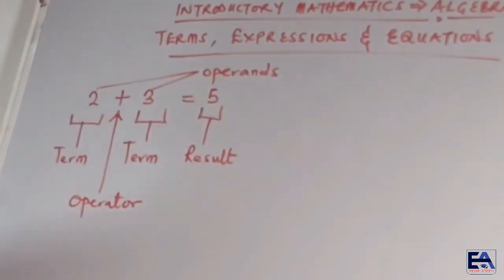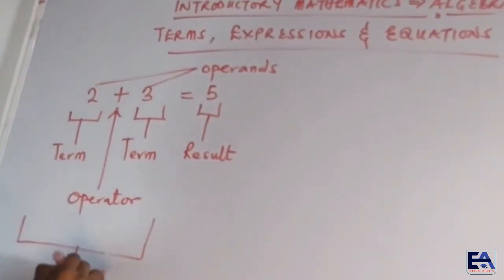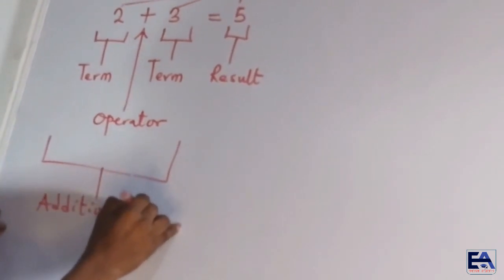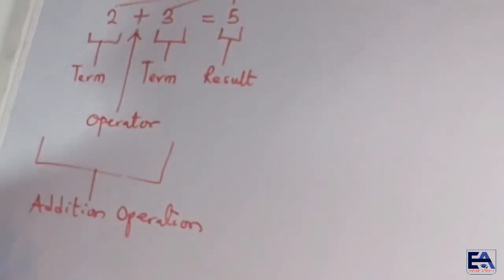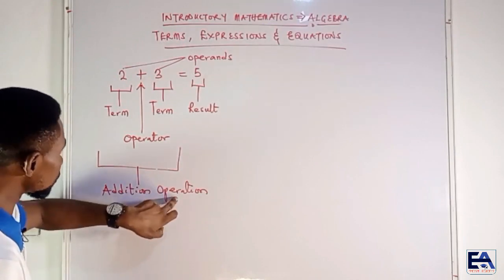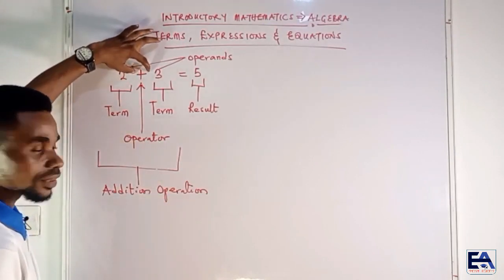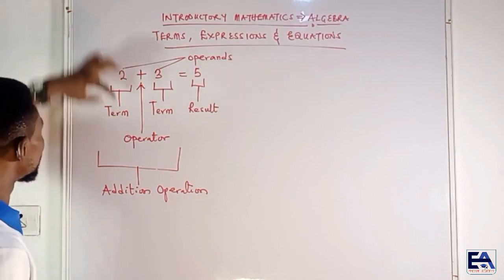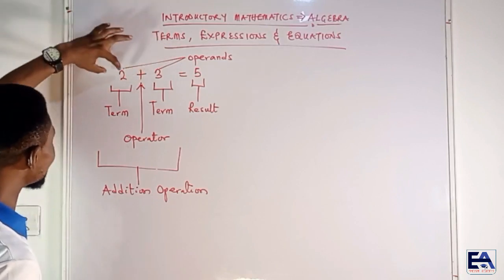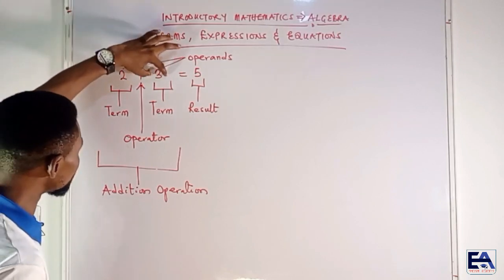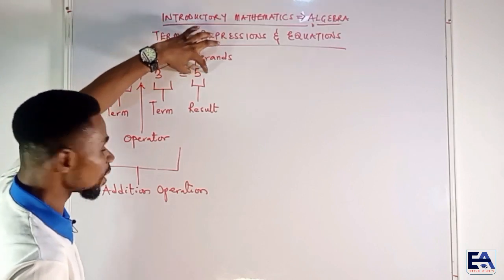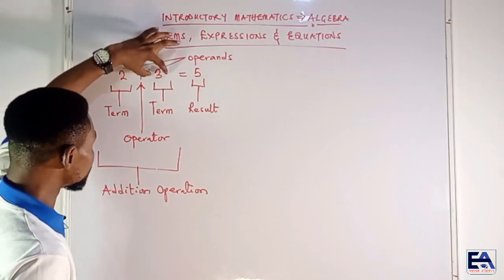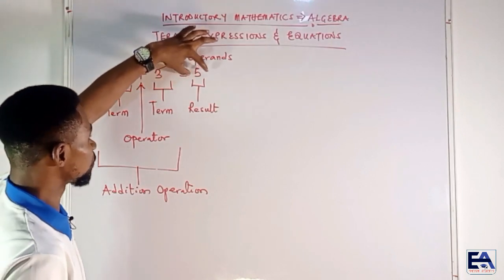So whatever happens all through here is what? An addition operation. Okay, so this is an addition operation because the operator is a plus and the work of plus is to add. So this operator plus adds the value 2 to the value 3 and gives us the result 5. This operator plus adds the operand 2 and the operand 3 to give us the result 5.